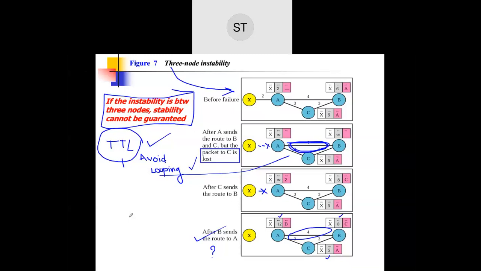The instability problem is mainly because of periodic exchange, is the question by Manasi. Anybody? Instability problem.